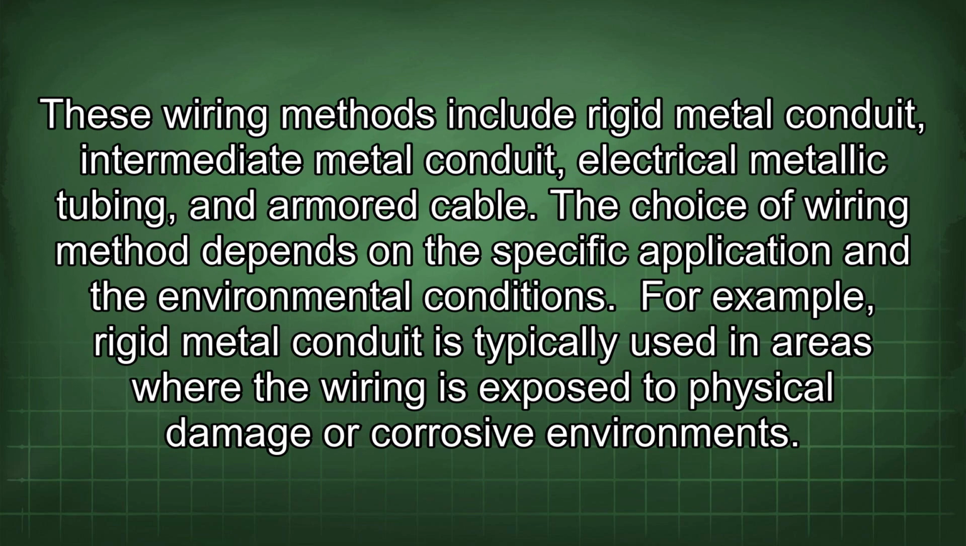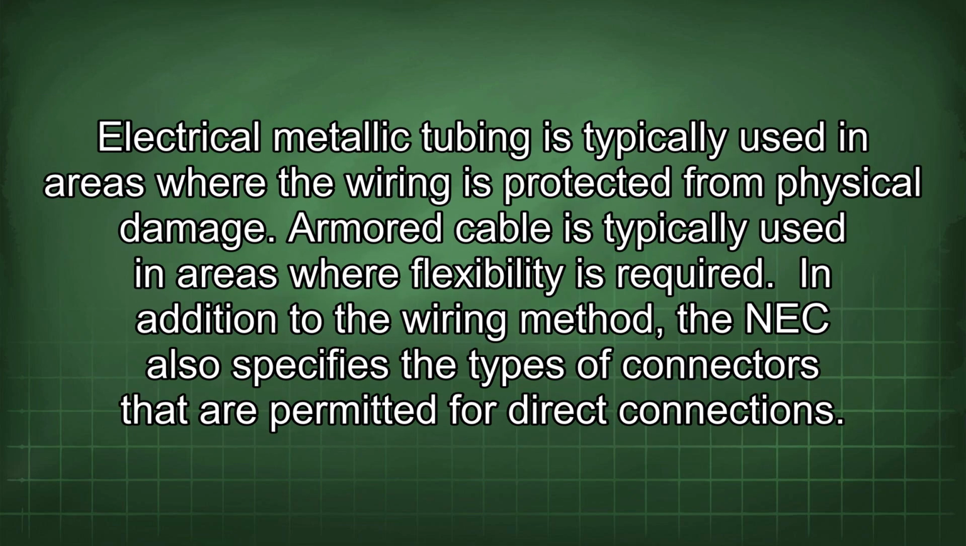These wiring methods include rigid metal conduit, intermediate metal conduit, electrical metallic tubing, and armored cable. The choice of wiring method depends on the specific application and the environmental conditions. For example, rigid metal conduit is typically used in areas where the wiring is exposed to physical damage or corrosive environments. Electrical metallic tubing is typically used in areas where the wiring is protected from physical damage. Armored cable is typically used in areas where flexibility is required.